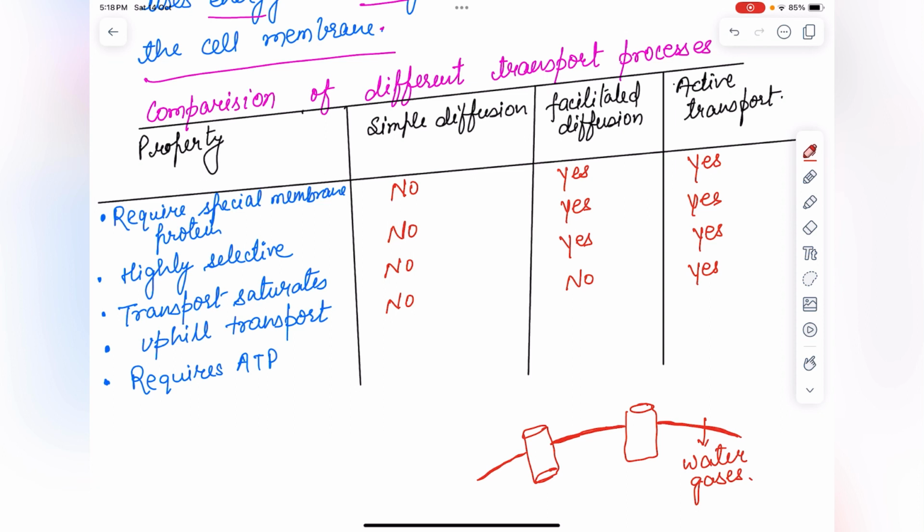What is uphill? The movement will be from lower concentration to higher concentration. For this, energy is required. So active transportation requires energy and is uphill transportation. Does it require ATP? In simple diffusion it will not require. In facilitated diffusion, no, it will not require. But in active transportation, yes, energy is required.